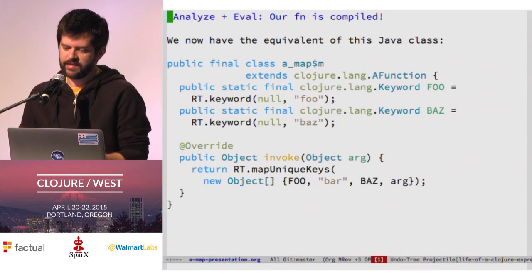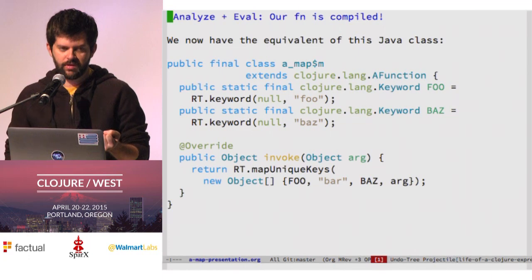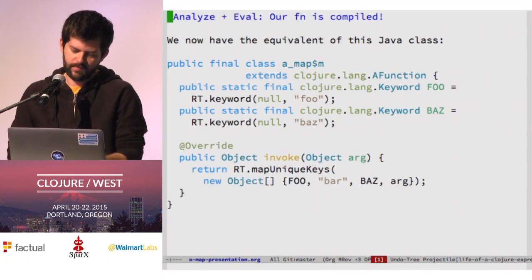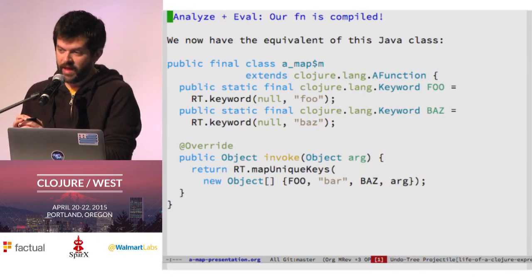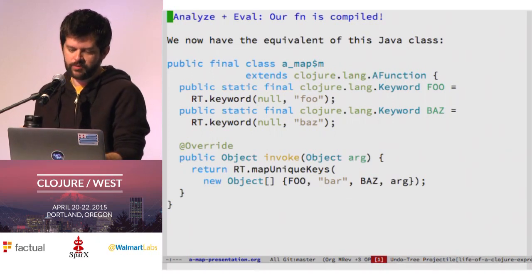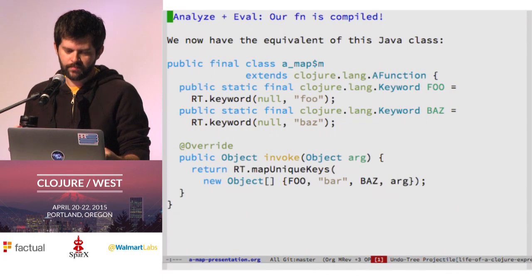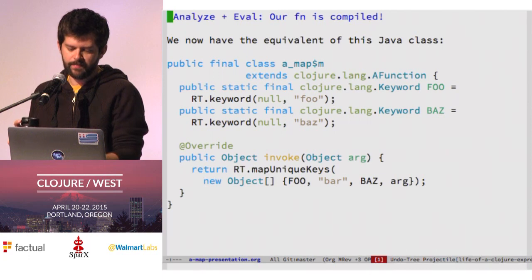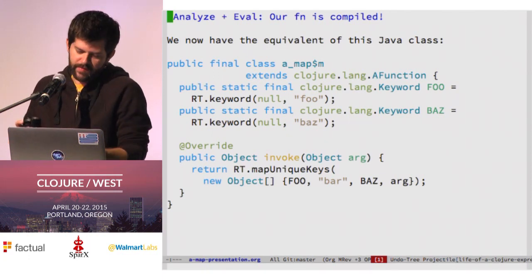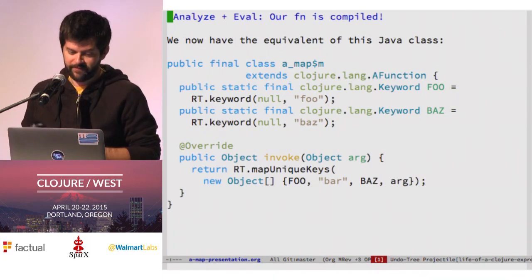You end up with a class that extends Clojure AFunction, and it just overrides the invoke method with one argument. And as we just saw in the bytecode emission, it calls RT.mapUniqueKeys. It passes an object array. It has static constants for those two keywords, so there's no interning or looking up or registering of keywords happening at runtime. And that's all there is to it. The one arg to the function becomes the fourth element in the 4-element object array.